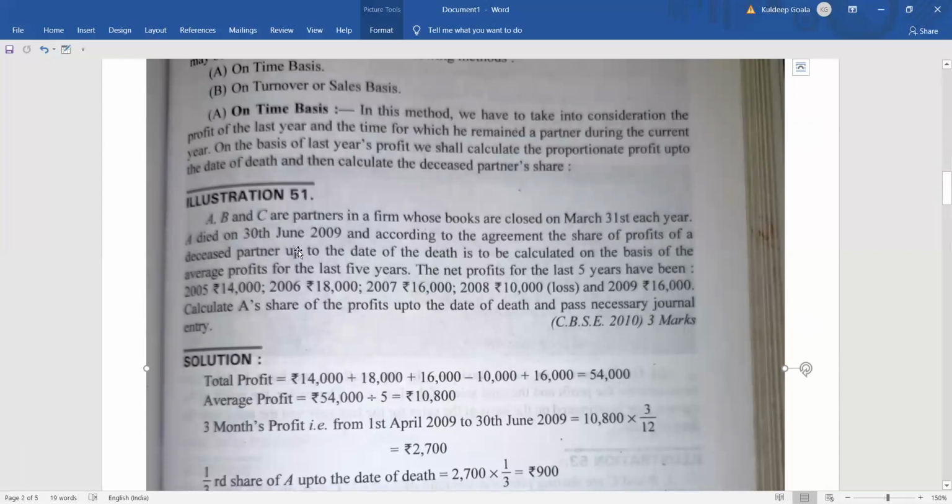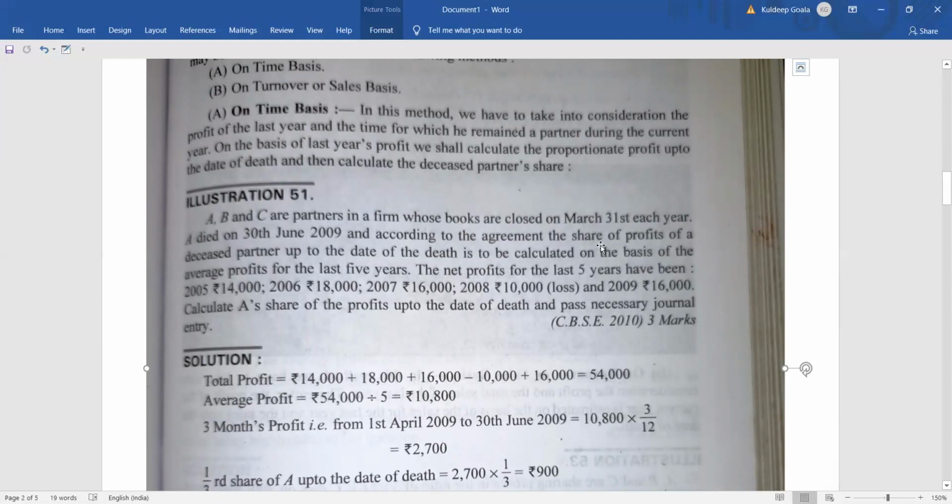So how many months after the books are closed? It is closed on 31st March, right? So up to 31st March, all the accounts are over. After that, we have to see. So what is that? April, May, June, because on June 30, A died, right? So April, May, June, 3 months. So A was there for 3 months.